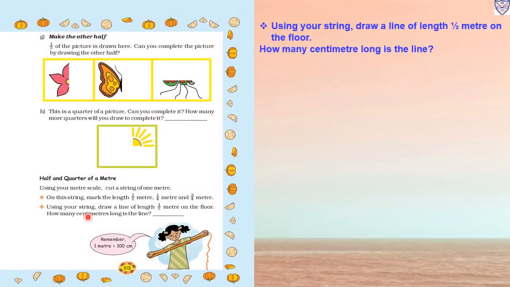Now using your string, draw a line of length half meter on the floor. How many centimeters long is the line? So half meter on the floor. So how much meter line it is? So we are knowing 1 meter equal to 100 centimeters. So half meter equal to 100 divided by 2. So we will get 50 centimeter long.